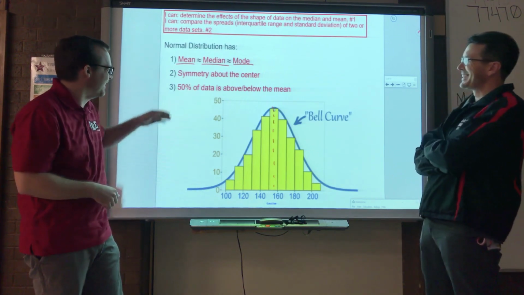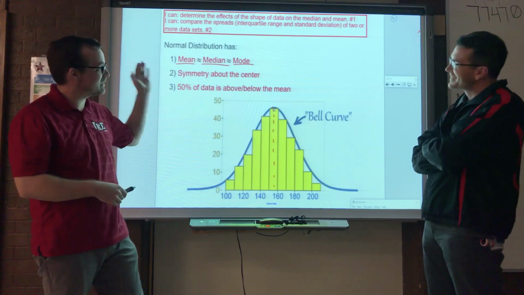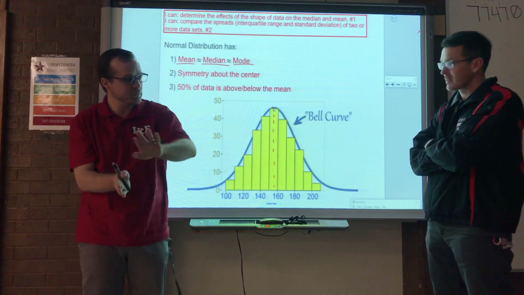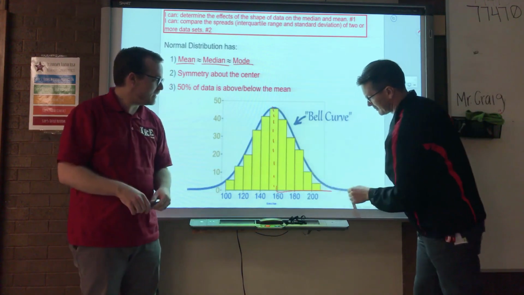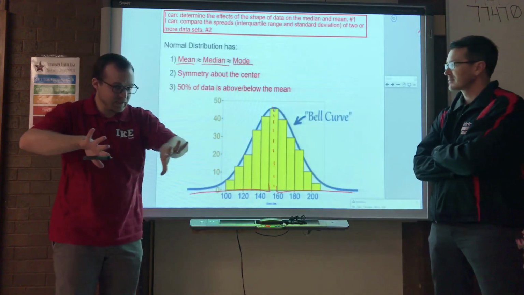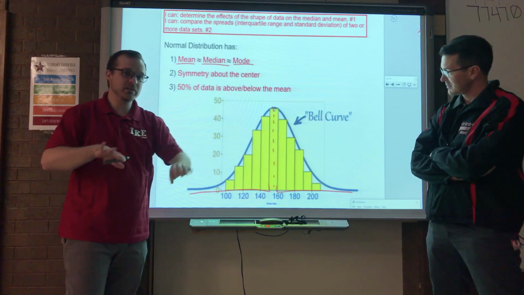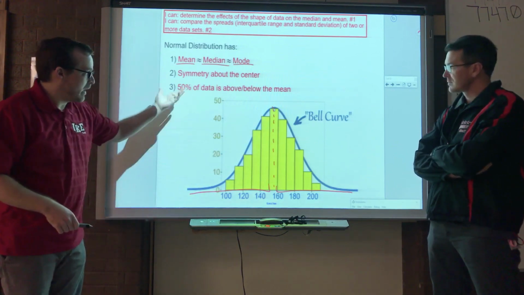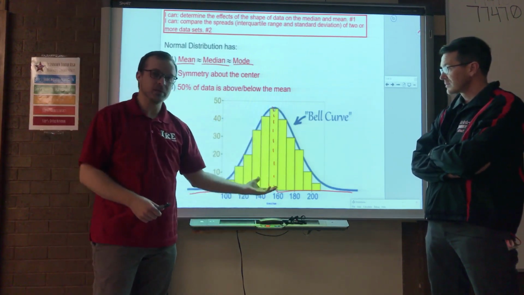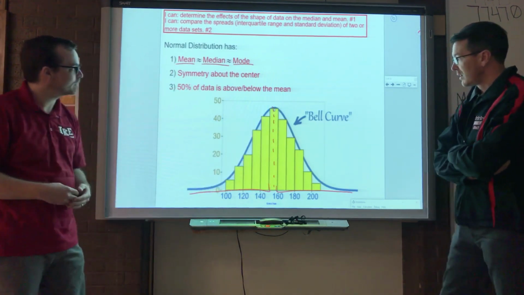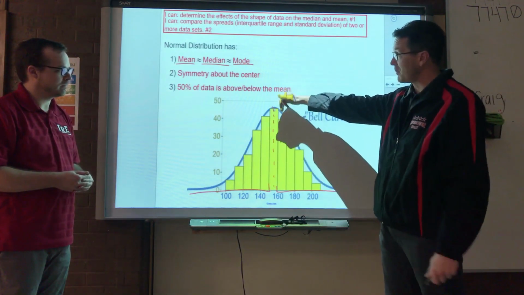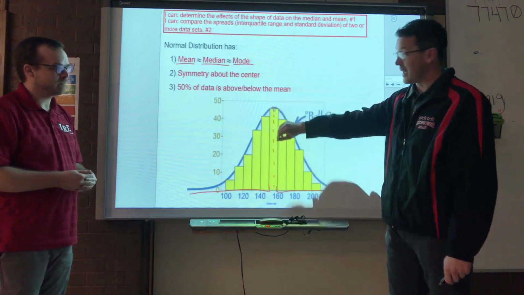Also, property number 2 here is a symmetry about the center. Remember, the median cuts data directly in half where you have 50% of the data above and below. And because the median, the mean, and the mode are all in the center, that's exactly what we have. 50% of the data is going to be above the center and below the center. And that leads us to our third property, and also a reason why our data is going to be symmetric here. So normal distribution simply means that the mean, median, and mode are about the same. And things go from there.